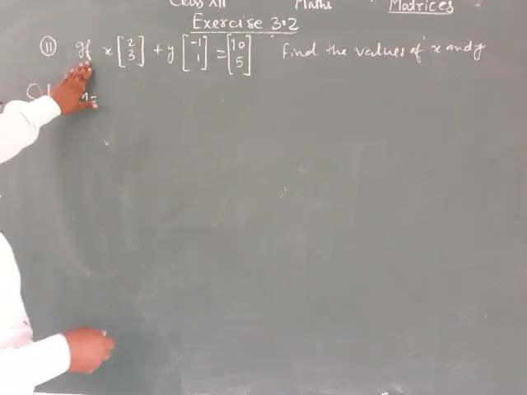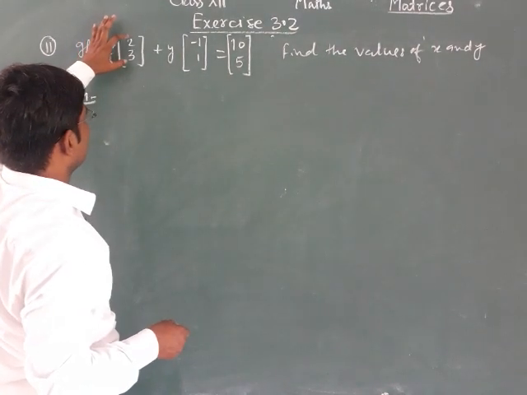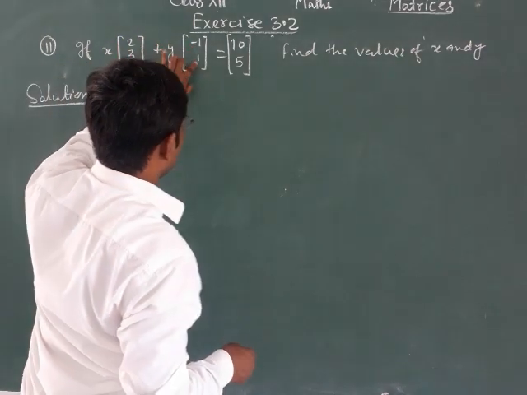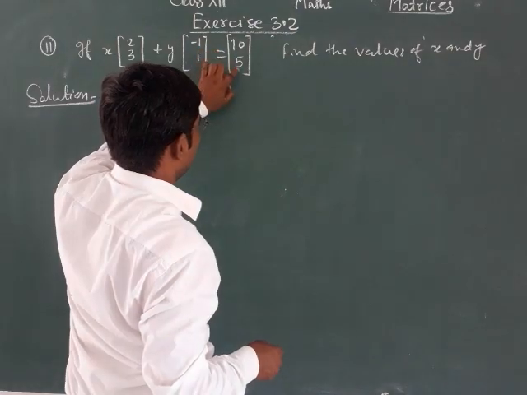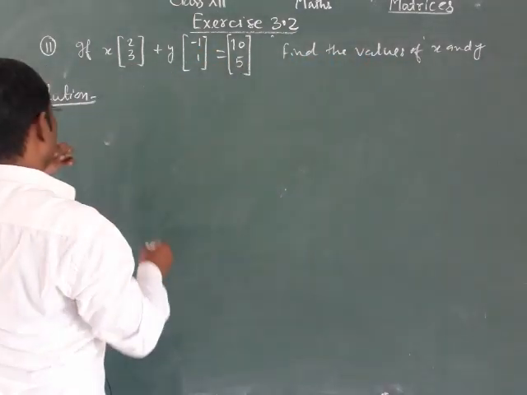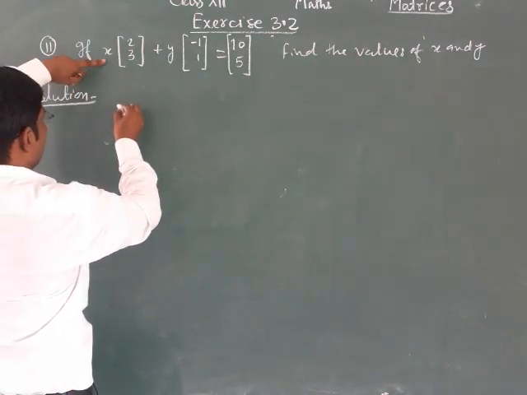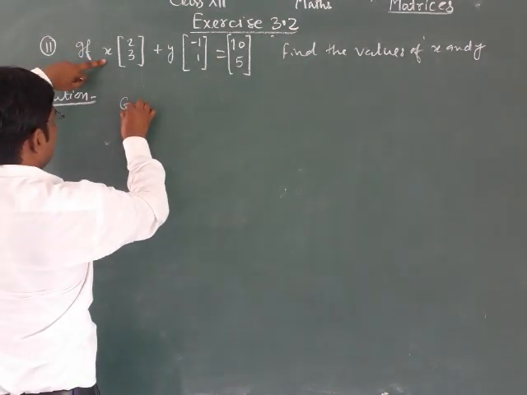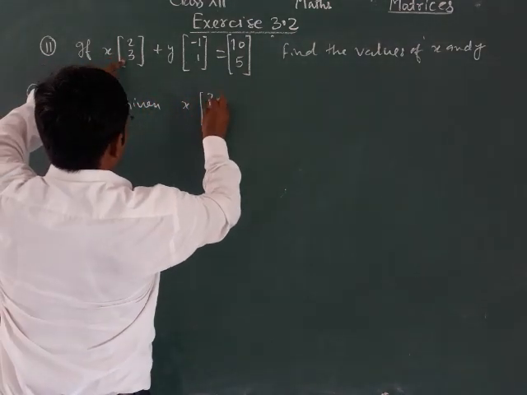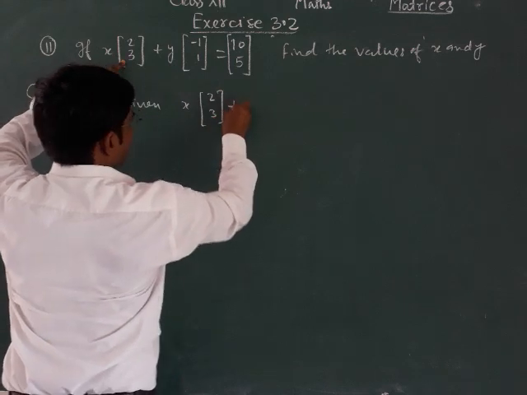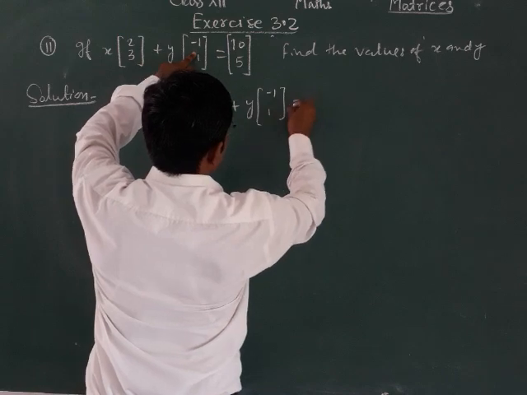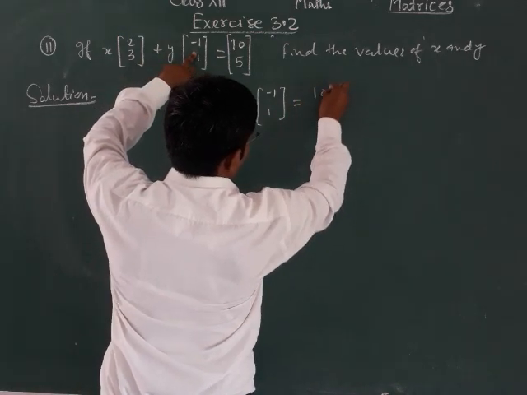Question number 11. If x times the matrix [2, 3] plus y times the matrix [-1, 1] is equal to the matrix [10, 5], find the value of x and y. So given x times the matrix [2, 3] plus y times the matrix [-1, 1] is equal to [10, 5].